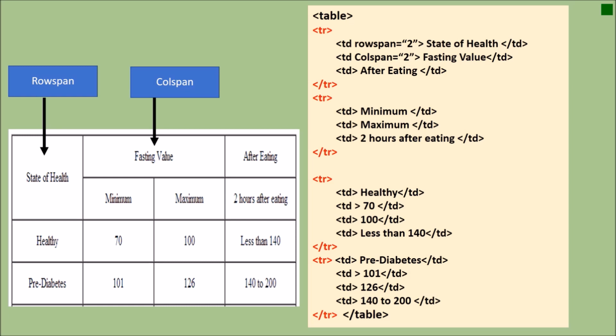Then tr, TD minimum, TD maximum and TD 2 hours after eating. Here we are using 3 columns because we have merged the one column in the first row. Next, 2 rows are normal with 4 columns. So we will write 4 TD tags in both the rows and close the table. Here for heading, we can use the TH tag in the first 2 rows. So the result will be a bold heading.